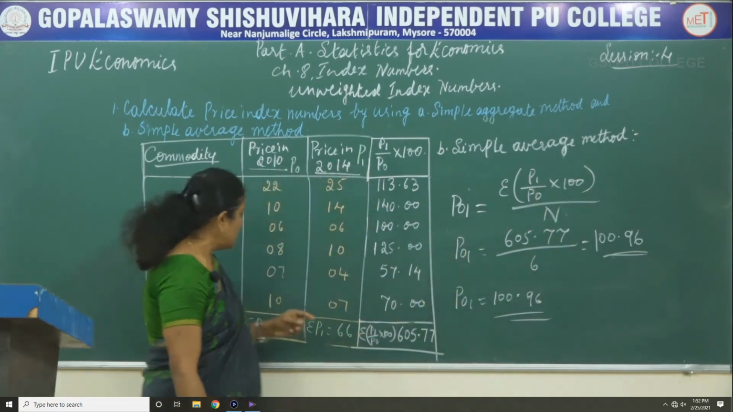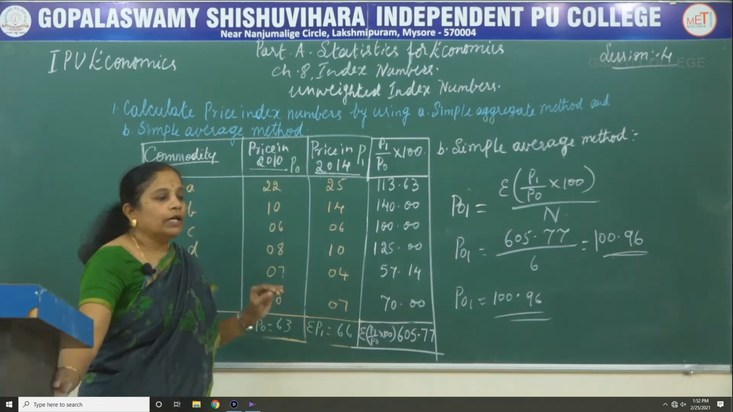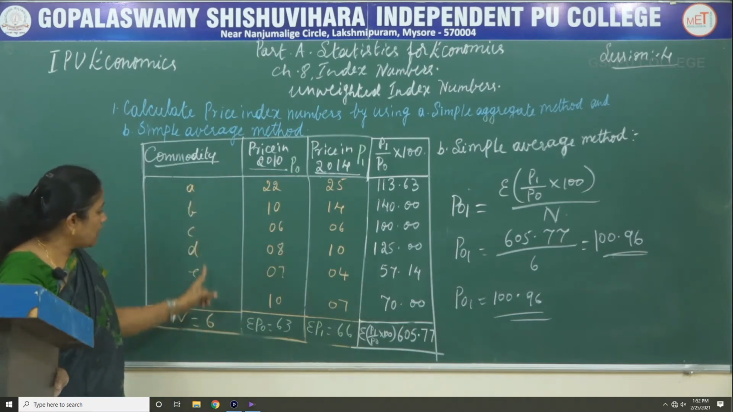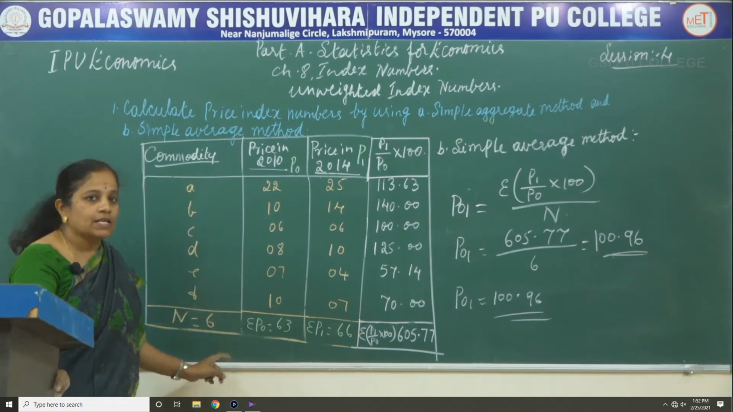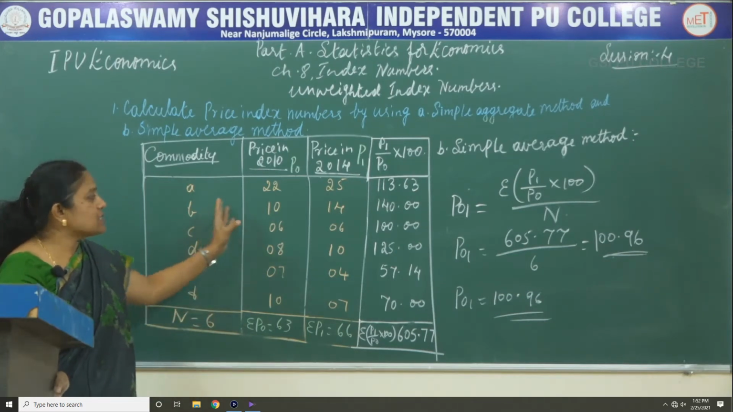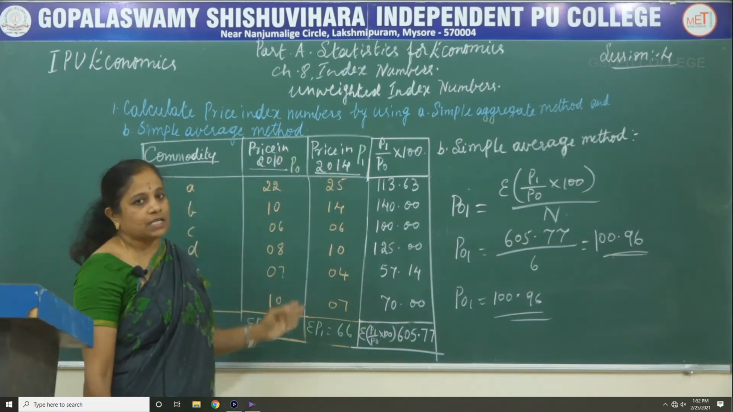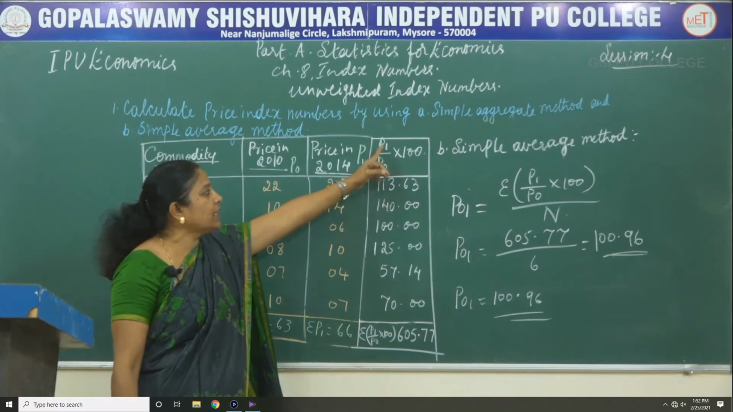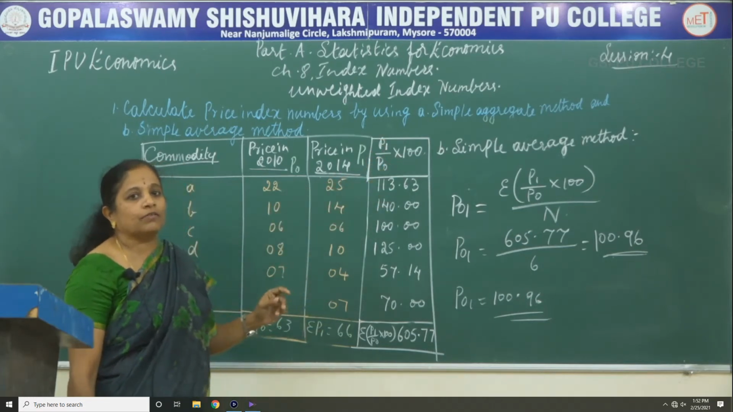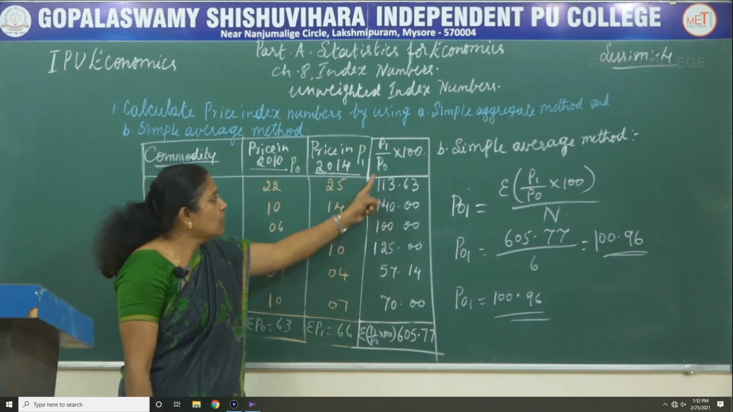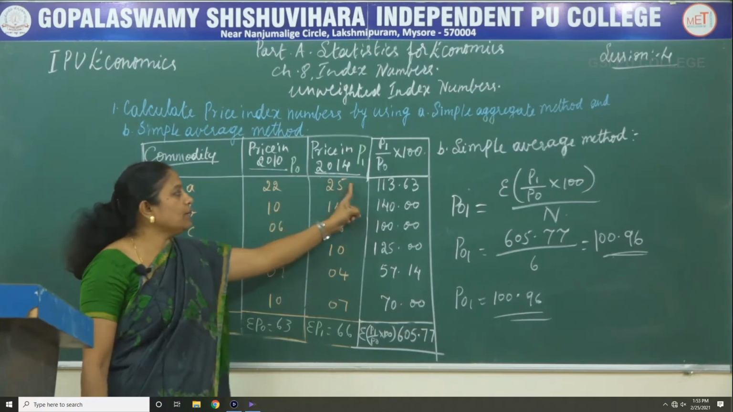So N is the total number of commodities. As there are 6 commodities, the N is 6. So for that, as you know, the values of the base year and the current year are given. First now we should calculate the P1 divided by P0 into 100 and after that we will take the total of it. So the P1 is 25 divided by 22 multiplied by 100.